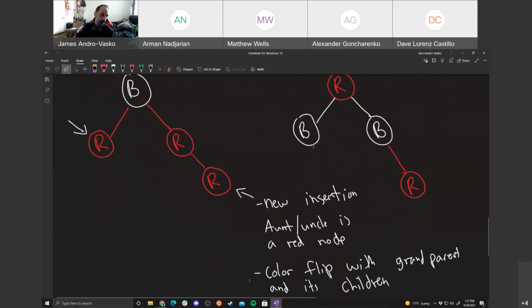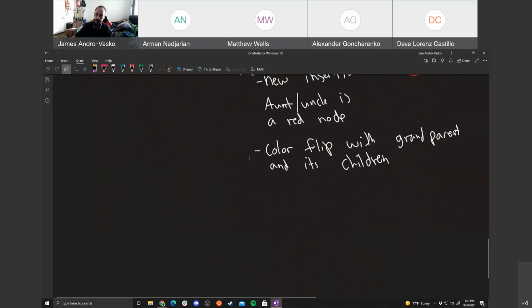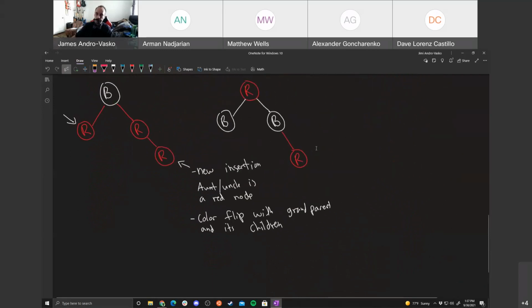And now we have another case that could happen, where what if we have this situation? I'll just zoom out so you can see all this. So now we have a case where the aunt or uncle is not red. Let's go ahead and look at that scenario right now. Hopefully you have all this written down. I'm going to zoom back in so I can draw a picture.